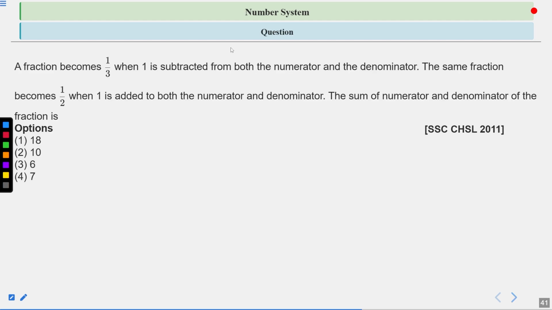A fraction becomes 1 by 3 when 1 is subtracted from both numerator and denominator. The same fraction becomes 1 by 2 when 1 is added to both the numerator and denominator. Find the sum of numerator and denominator of the fraction. This question was asked in the SSC CHSL exam in 2011. There are four options. First one is 18, second is 10, third one is 6, and fourth one is 7. Now you have 10 seconds to solve this question. Your time starts now.